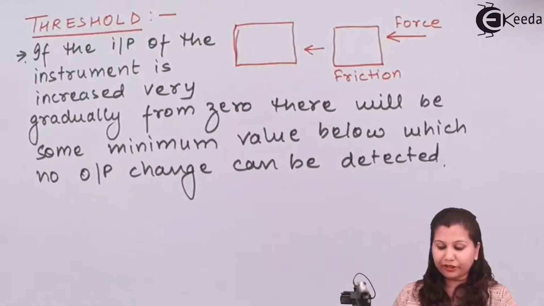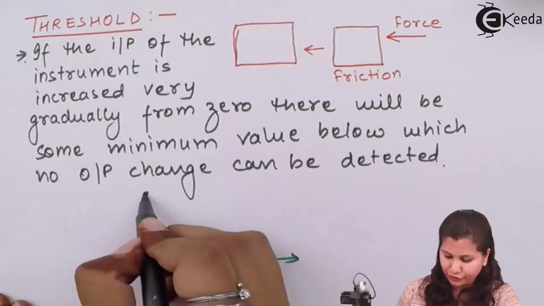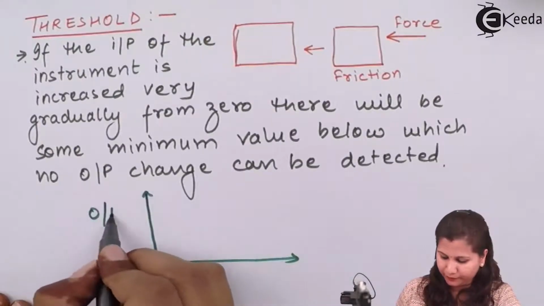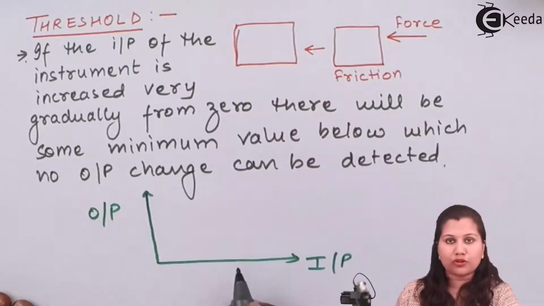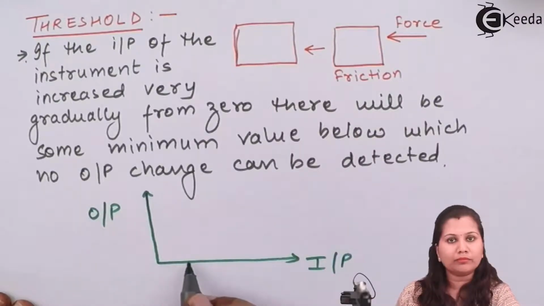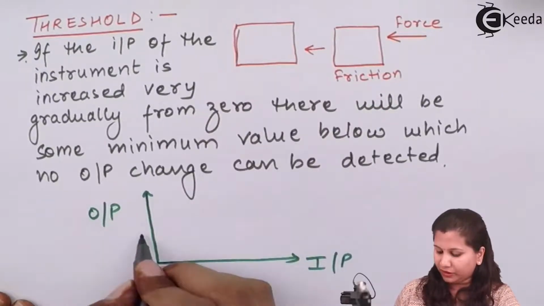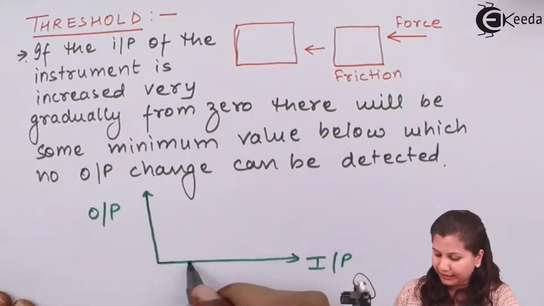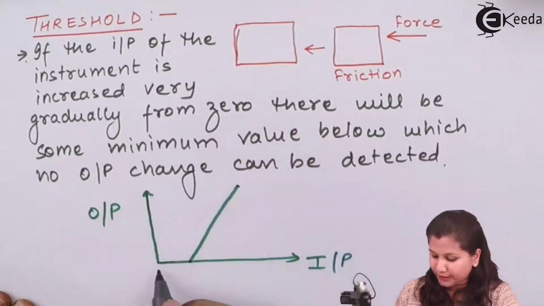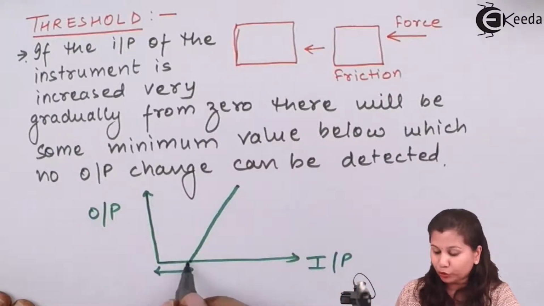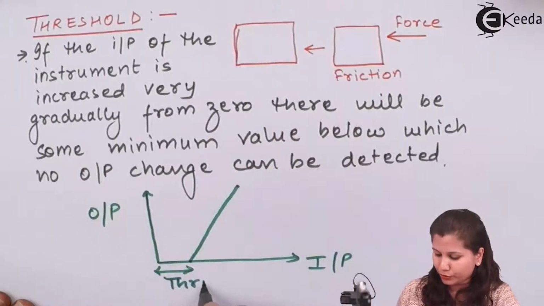If we draw the figure for the threshold, this is the output and this is the input of the instrument. Now we are gradually increasing the input of the instrument from zero. When we increase it from zero, we see that we are not getting any output. Suddenly at some point, we start getting the output from the instrument. This minimum amount of input which we have to apply to get an output is called the threshold.